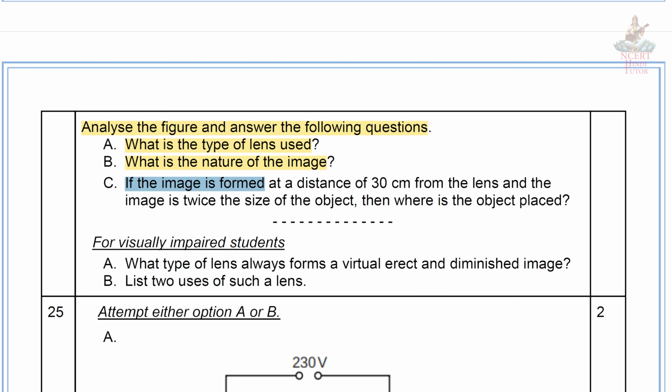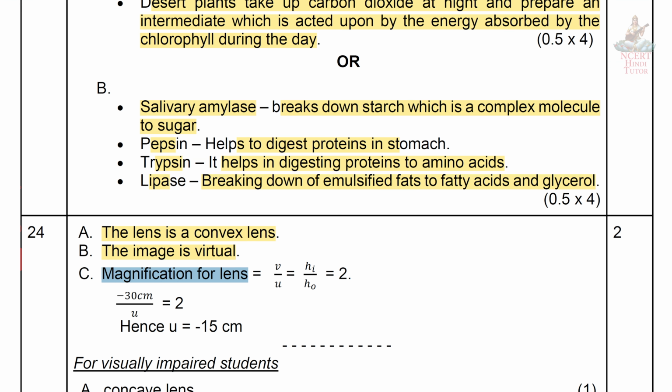C. If the image is formed at a distance of 30 cm from the lens and the image is twice the size of the object, then where is the object placed? Answer. Magnification for lens, we know v/u is equal to height of image divided by height of object, which is equal to 2. Given v is equal to minus 30 cm. So minus 30 cm divided by u is equal to 2. Hence u is equal to minus 15 cm.